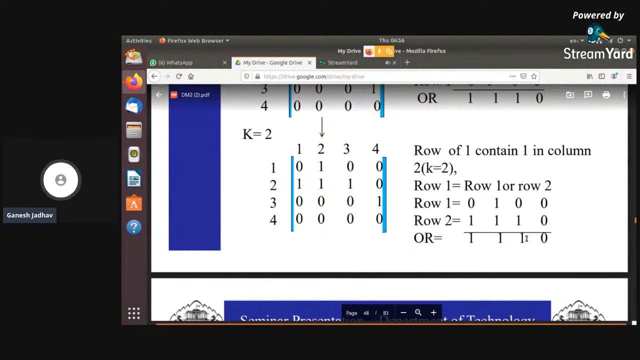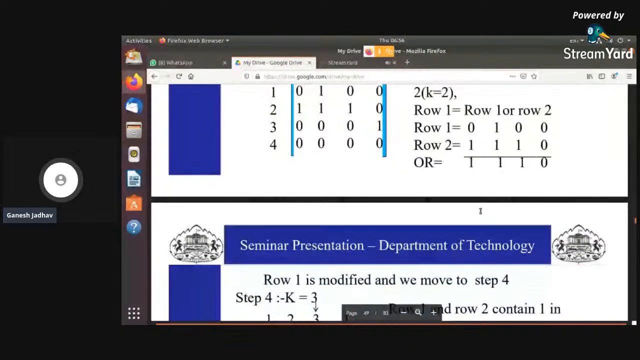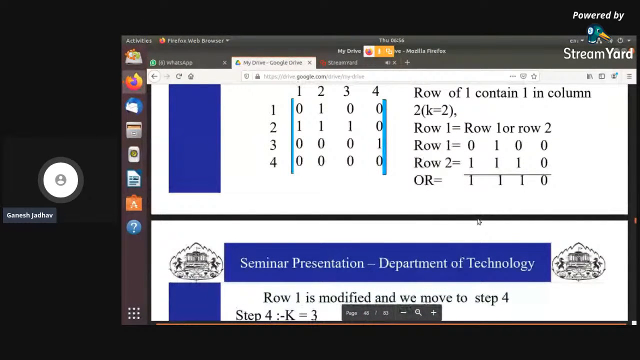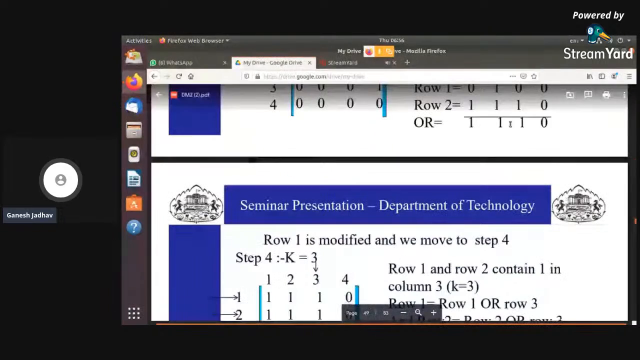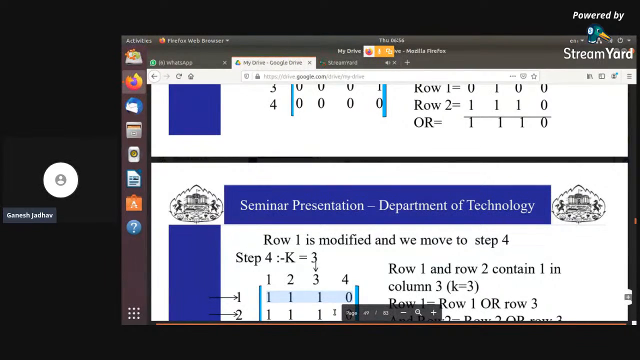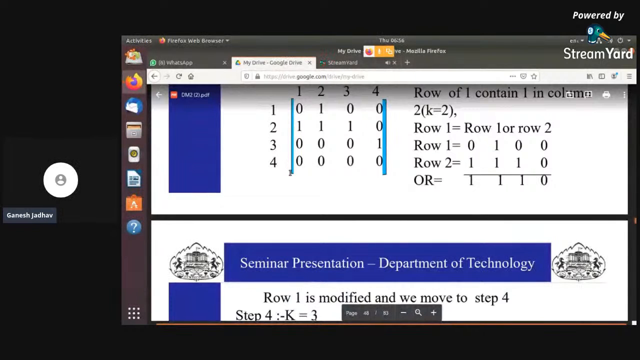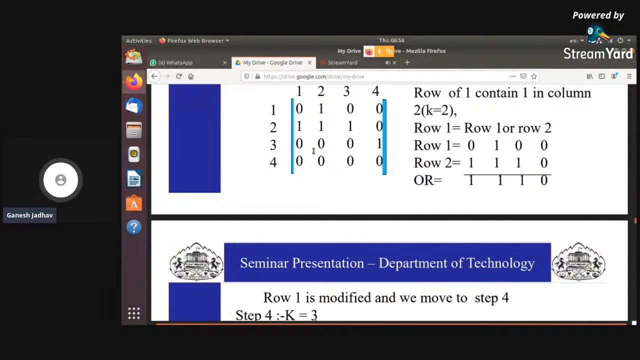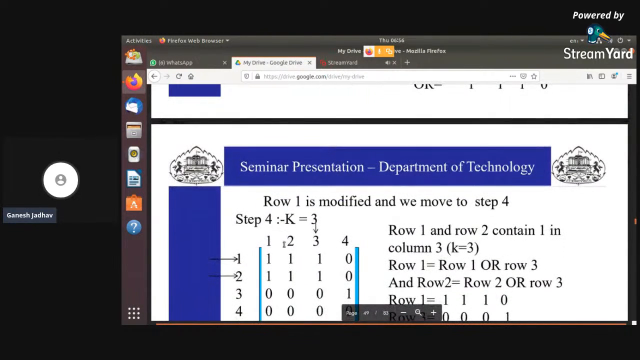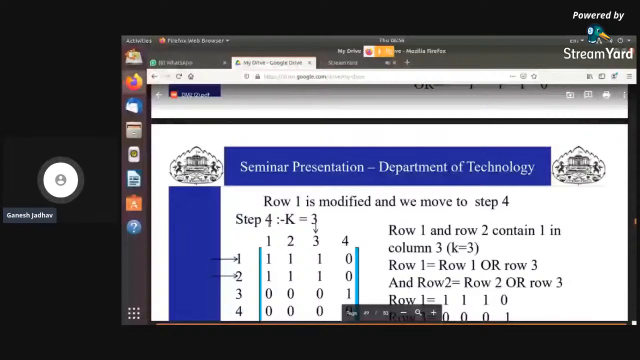So the modification is only in the first row. You can write the modified row here, and all the other rows as per your above matrix, except the first row. Then step 4, what?